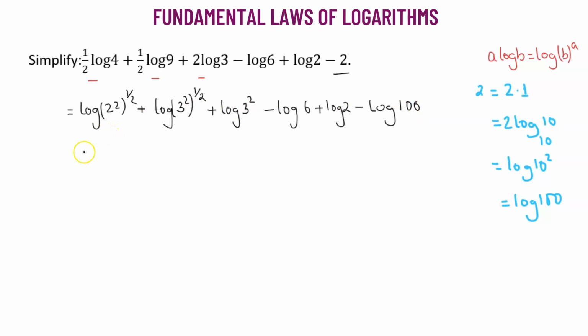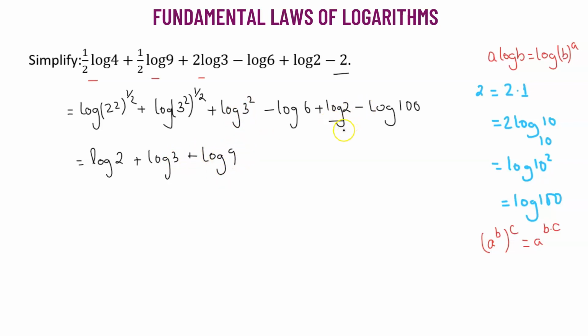Now we can further simplify. So we have log of 2 squared, whole raised to the power of half. Here we are going to use a law of indices: if we have a raised to the power of b, whole raised to the power of c, that will be a raised to the power of b times c. So we can use this property to apply it to our first term and our second term. That means we have 2 plus log of 3 plus log of 3 squared, so that's log of 9.